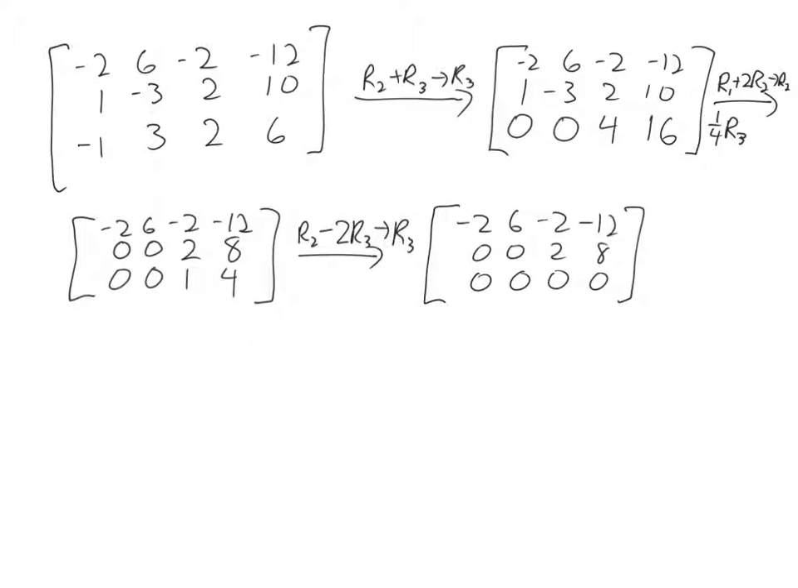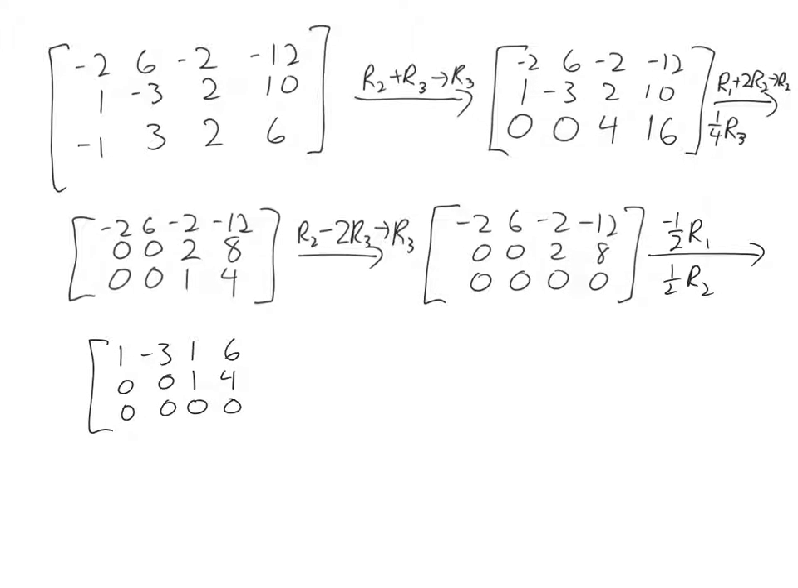which means now I've got to find all the solutions. So to put it in true reduced row echelon form, I need to make a 1 here and a 1 here. So I'm going to multiply -1/2 to row 1, and 1/2 to row 2. Row 1 multiplied by -1/2 gives me 1, -3, 1, 6. And then 1/2 times row 2 is 0, 0, 2 divided by 2 is 1, 8 divided by 2 is 4. And then 0, 0, 0, 0.